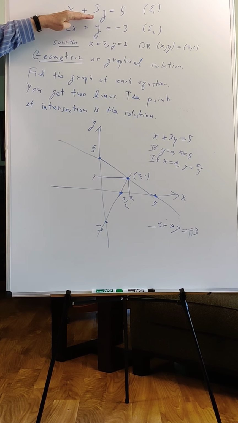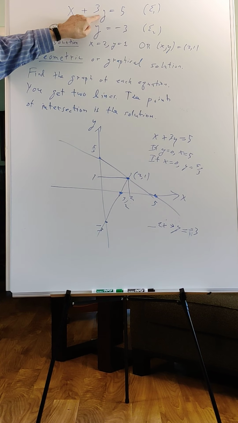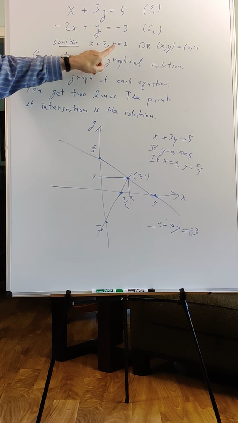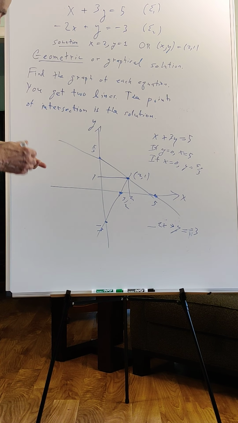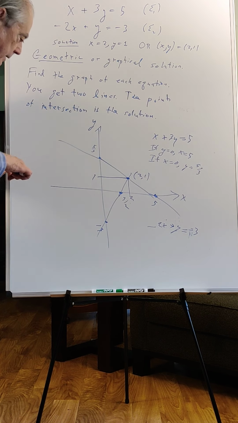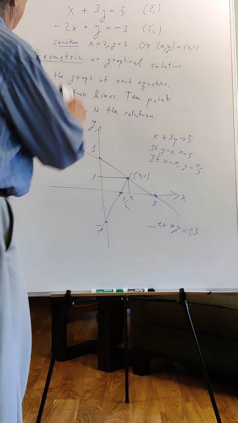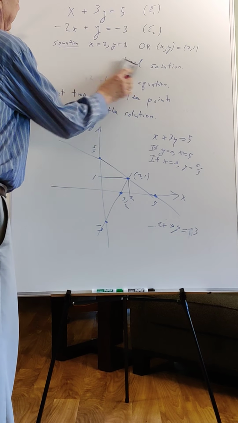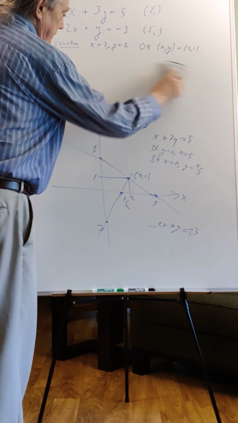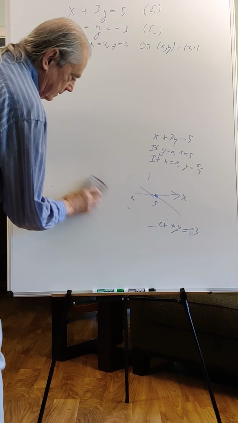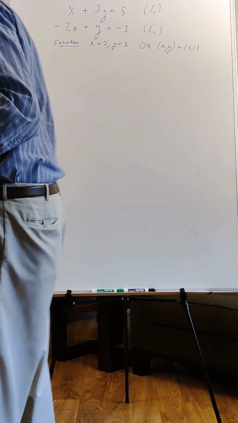Look at the first equation. If we replace x by 2 and y by 1, we get a true statement. 2 plus 3 times 1 is 5. And the same here. -4 plus 1 is -3. Okay. Now, let's continue discussing this.